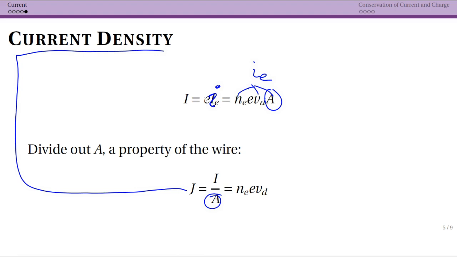J is used for current density. I don't know the origin of this, probably because it's a letter like I, but different. And this is then, again, just defined as our number density of electrons times the fundamental charge of one electron, times the drift velocity. In a future video, we're going to relate this to some other quantities. But just know that current density is dividing out the cross-sectional area of whatever object the current is flowing through.